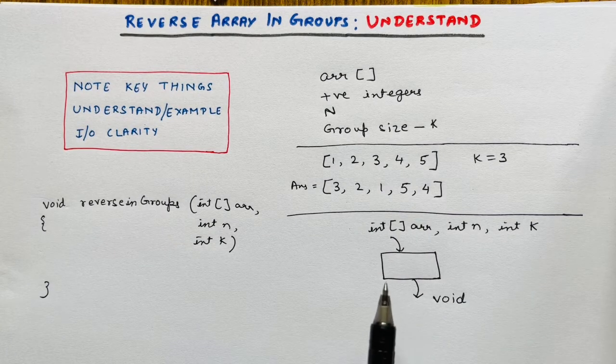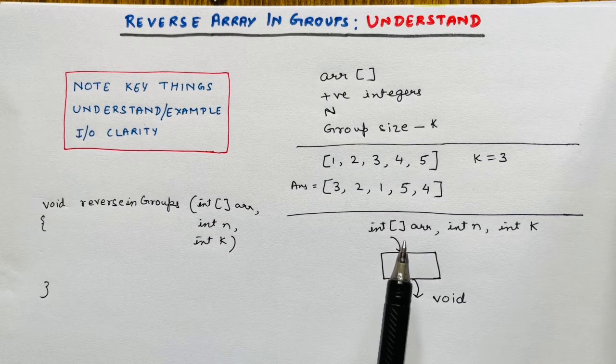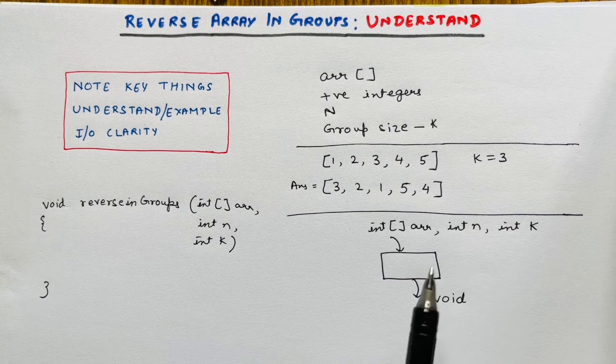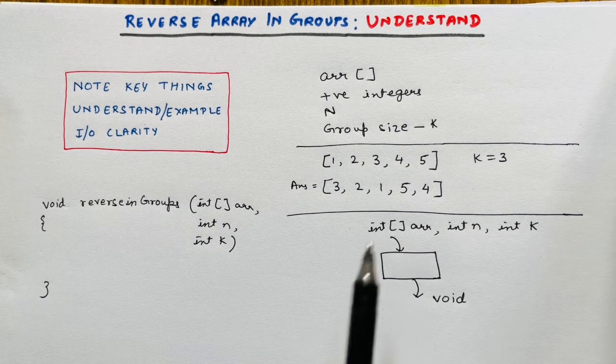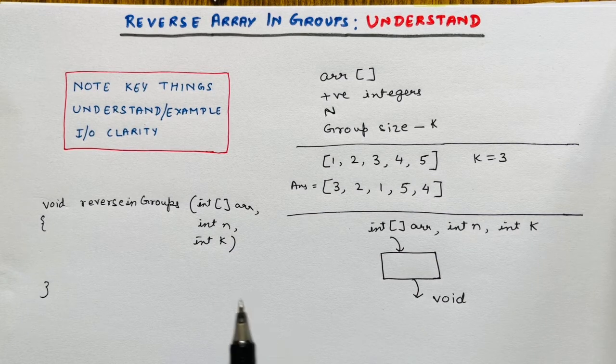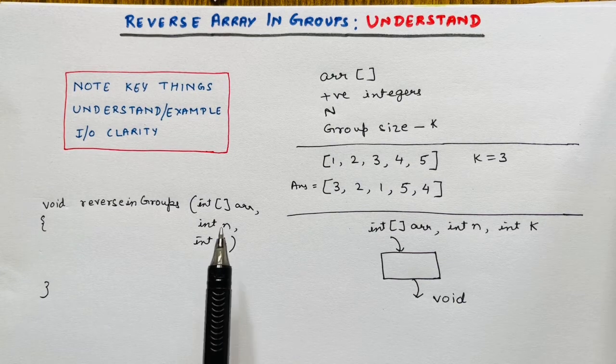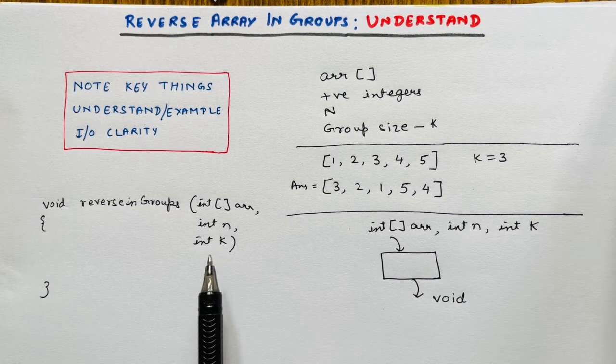So if we consider our solution as a black box, basically as input we are getting an array, its size and k. And we have to return nothing because we have to modify the array in place. So what will our function signature look like? Our method name reverse in groups takes input as array, its size and k, and returns nothing.